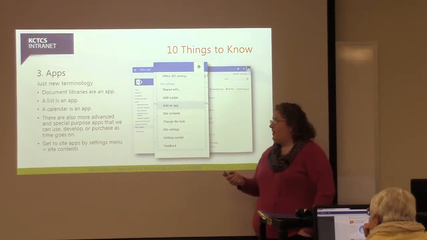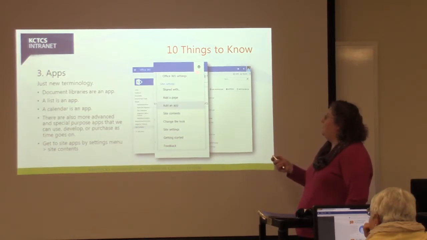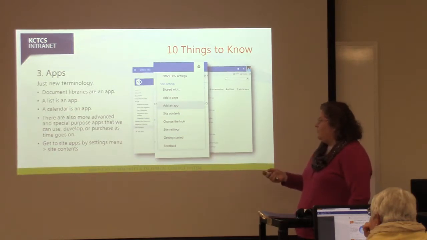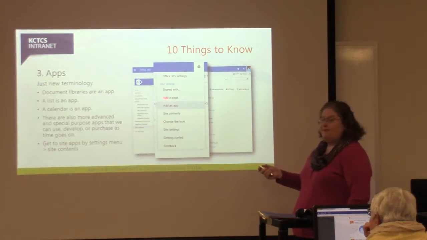You can get to Add an App by going to your team site and selecting the little gear icon at the top of your team site. That's going to take you to a menu that's pretty important for team site owners and for team members even, to be able to navigate your site.